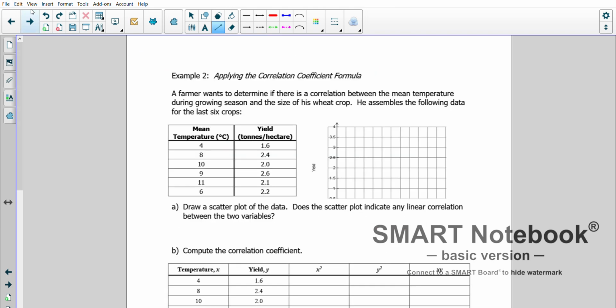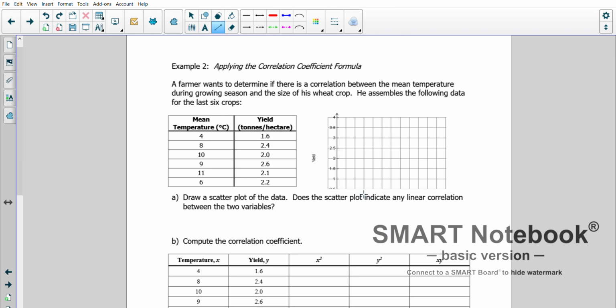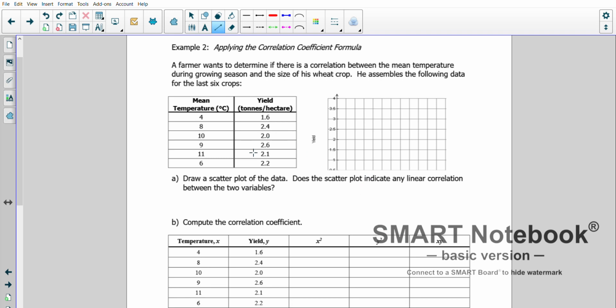And here's our example. So this farmer here wants to determine if there's a correlation between the average temperature during growing season and the size of his wheat crop. So, just thinking about it before we even get started here, it would make sense that the higher temperature should probably produce more crop. So we're not going to rely on speculation and guessing. We're going to prove this mathematically. So the first thing I'm going to do is create a scatter plot.